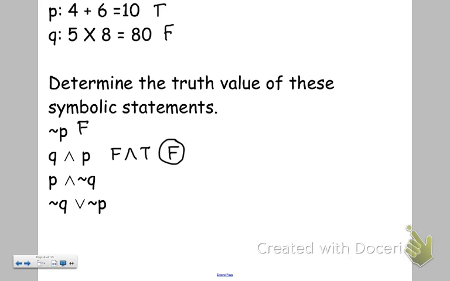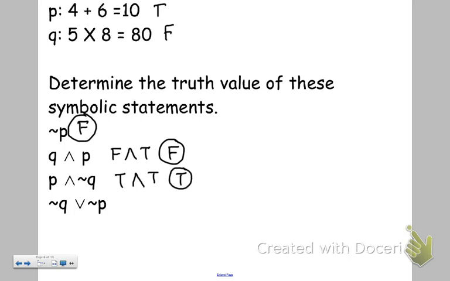Okay. How about P and not Q? Okay. P we already decided was true, and not Q. Well, if Q is false, not Q would be true. So we're really talking about true and true. So remember when I have and, ding, ding, ding, true, true is true. So true and true is true.